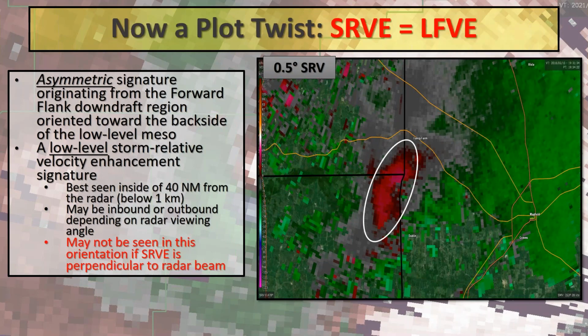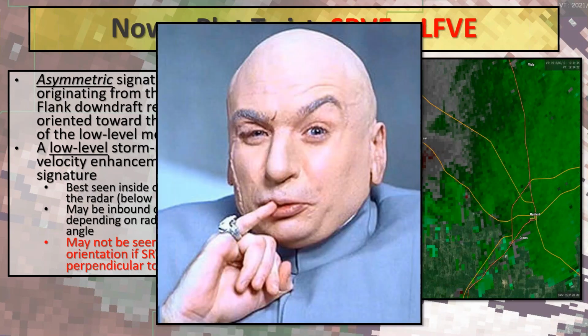But we're going to throw you a little bit of a plot twist right away, and that's that we've changed the naming convention a little bit. We now will refer to it as the left flank velocity enhancement. So just a little plot twist there for you.